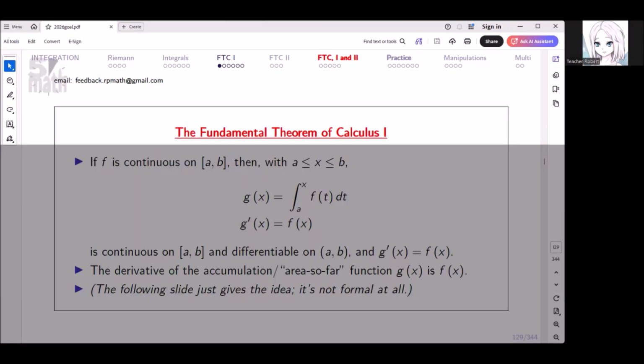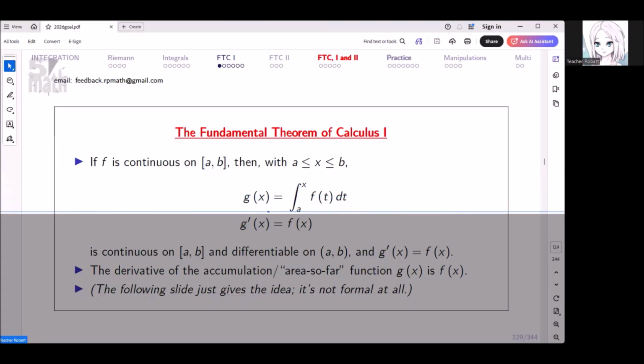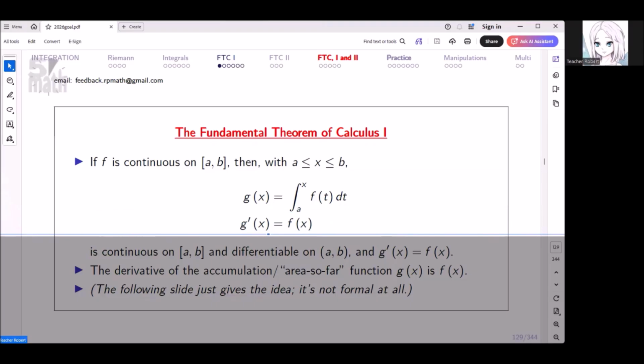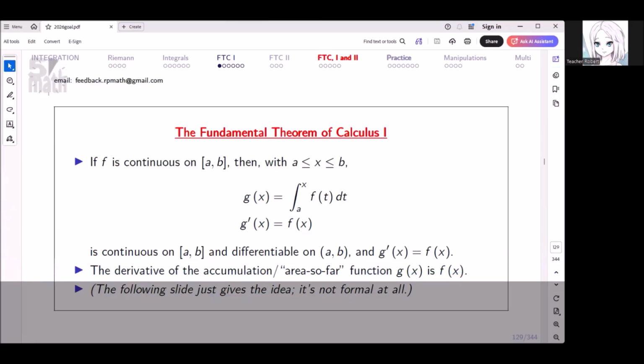The fundamental theorem of calculus 1. If f is continuous on closed interval [a, b], then with a less than or equal to x less than or equal to b, g of x equals integral from a to x of f of t dt is continuous on closed interval [a, b] and differentiable on open interval (a, b), and g prime of x equals f of x. The derivative of the accumulation, area so far, function g of x is f of x.